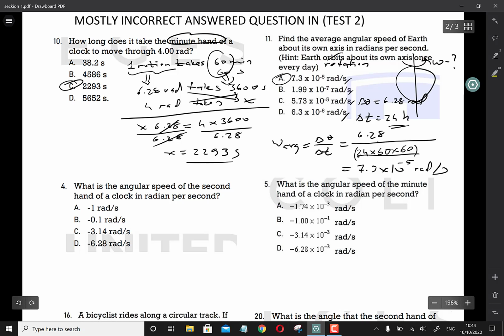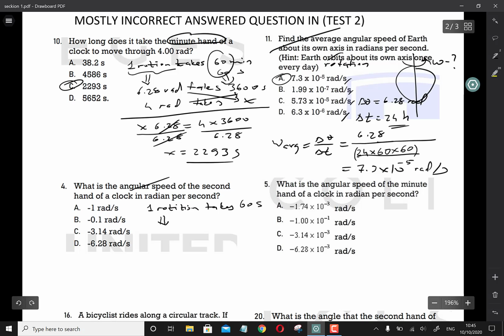question 11. And question number 4, what is the angular speed of the second hand of the clock in radian per second? We know that we always think of one rotation. In here we talked about one rotation, and for calculating the speed we will also consider one rotation. So one rotation takes 60 seconds for the second hand of the clock.